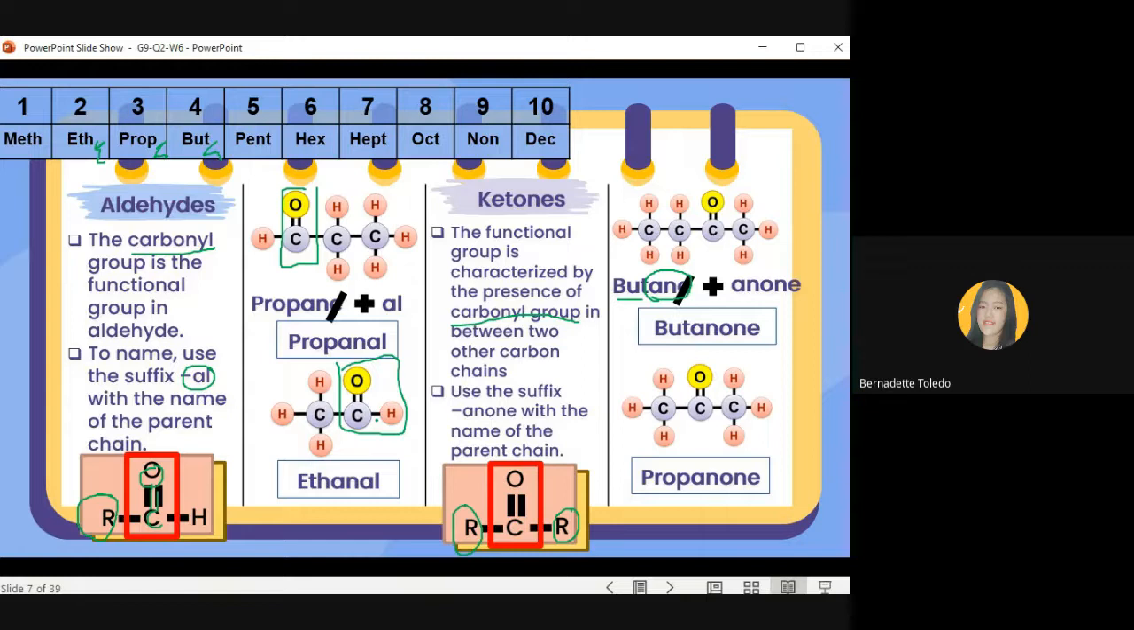While the ketones, it is located in between or inside the chain. Yan. So, merong carbon chain in between the carbonyl group. So, that is ketone. Kapag ang oxygen double bond to carbon is nakalocate in between carbon chains, that is ketone.